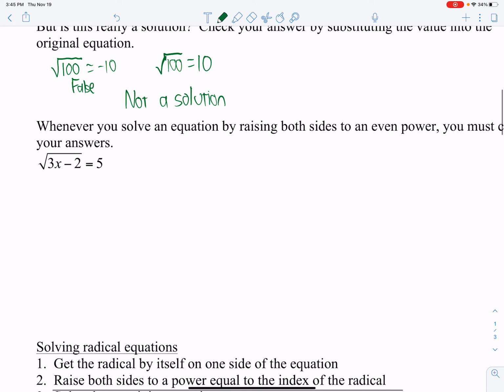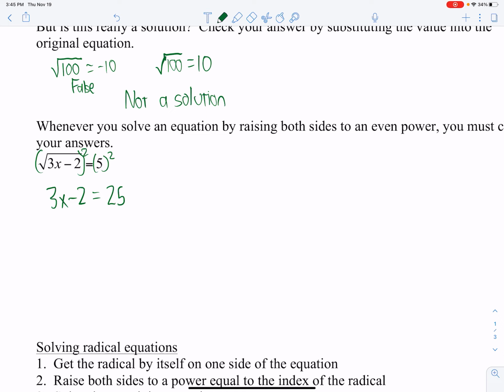Our next one, we have the square root of 3x minus 2 equals 5. So to get rid of that square root sign, we put parentheses around both sides and square both sides. On the left side, squaring cancels out the square root sign. So the square root of 3x minus 2 times the square root of 3x minus 2, we just get what's under the root, 3x minus 2. On the right side, we have 5 times 5, which is 25.